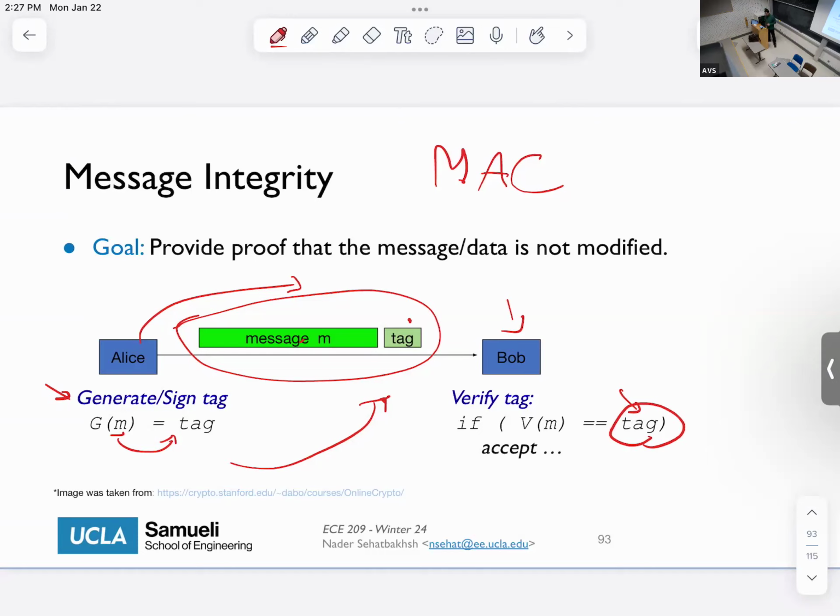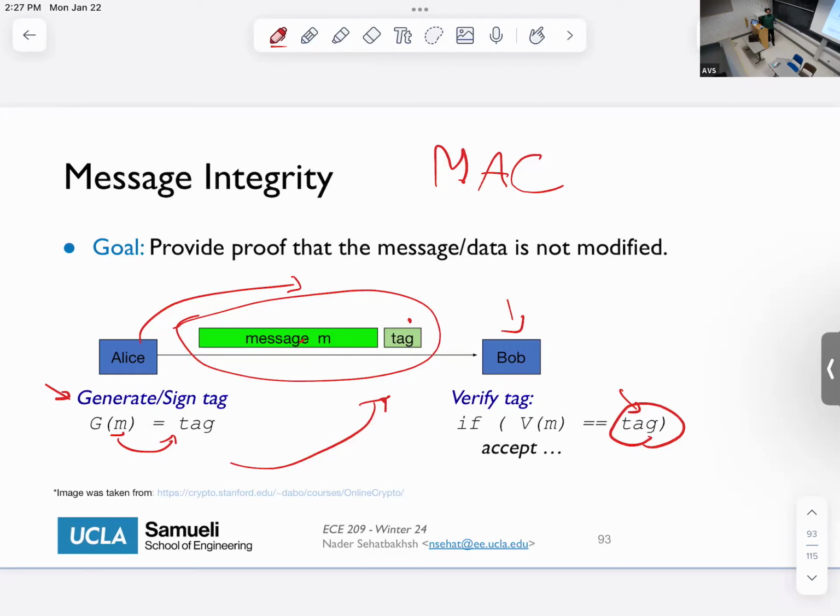Okay. So with this, what do you think would be a very simple attack to break this? Any suggestion? Like you somehow change only the tag. But you want to change the message as well, right?